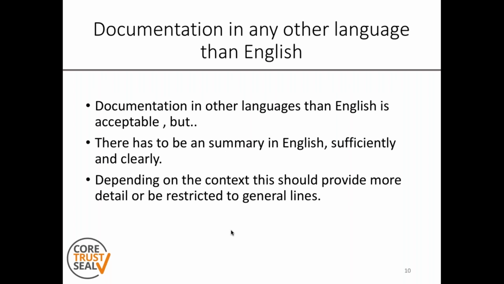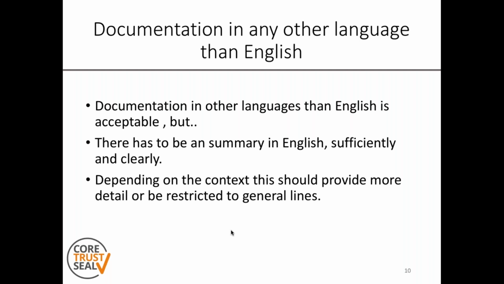Another general point is the documentation, the evidence, which I mentioned already several times. Basically, this should be in English. The whole self-assessment should be in English. However, there are many repositories, of course, not based in English-speaking countries, and they might have much of their documentation, or maybe all of their documentation, in other languages. That's always acceptable, but on the condition that there has to be a summary of the evidence in English, which should be sufficient, and also clear, of course.